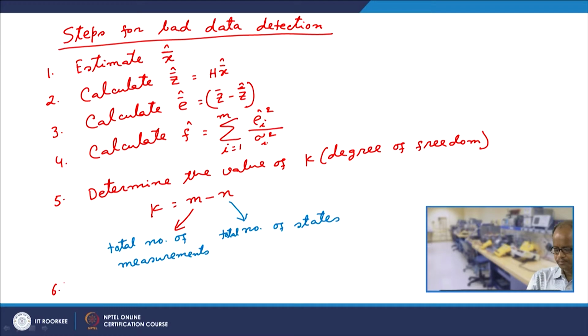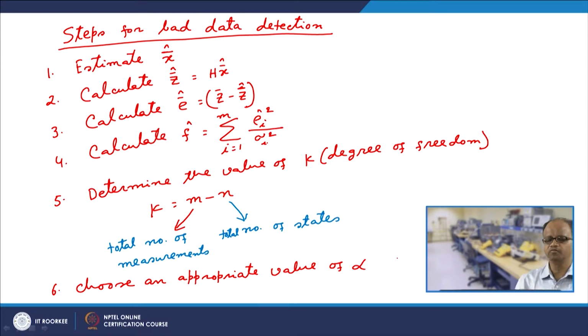Next step is to choose an appropriate value of alpha. What is alpha? Alpha is basically the value of the probability which I wish to maintain.